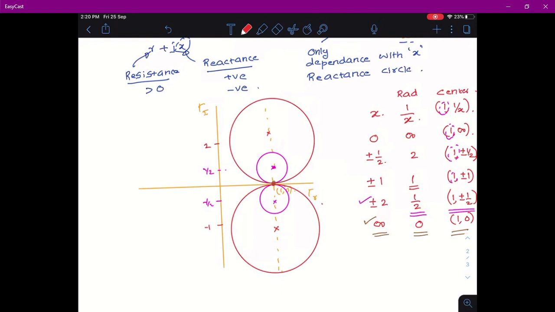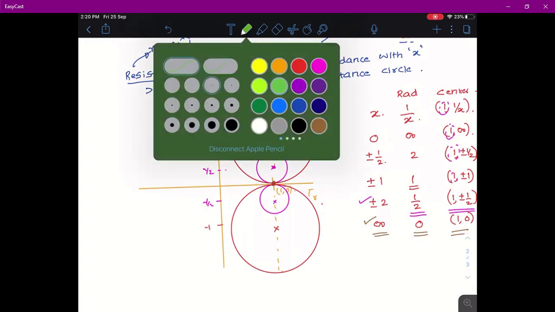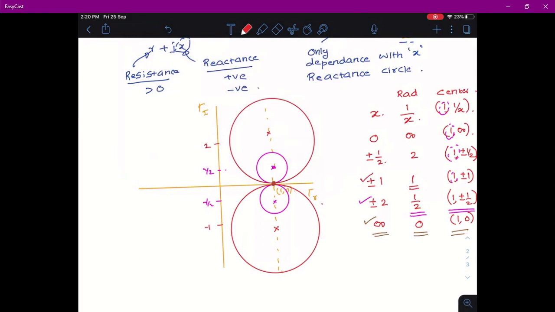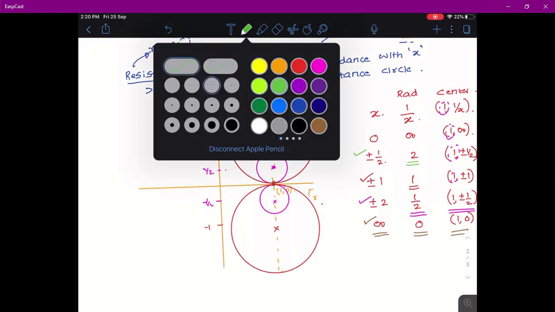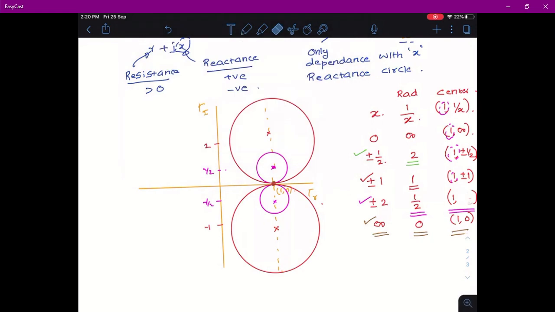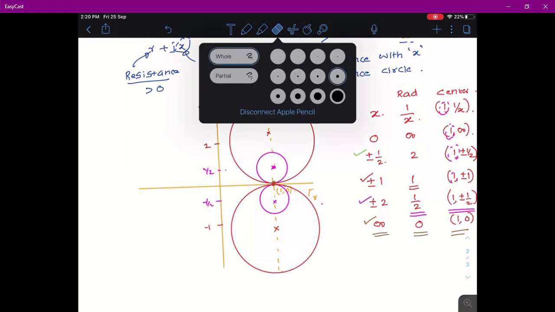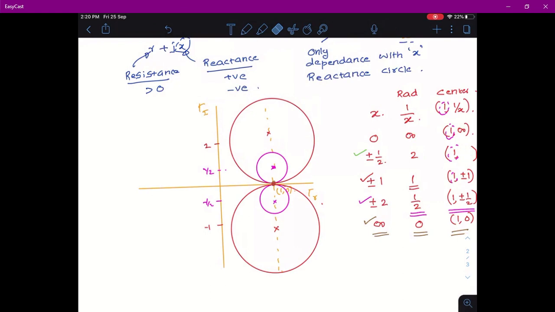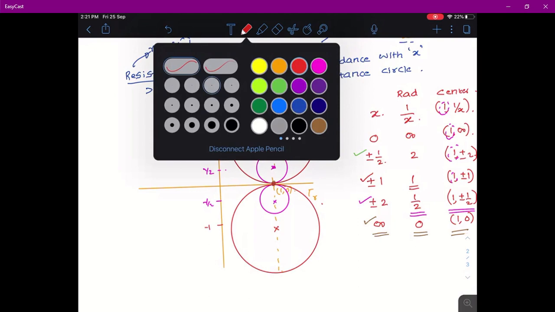Fine. Now, if you look at the third circle, we have looked at one circle. Now let's look at plus or minus 1/2. When x is plus or minus 1/2, the radius is approximately 2 and the center is at (1, plus or minus 1/2). Sorry, there is one mistake. This should actually be 2. This is plus or minus 2. Now, with plus or minus 2, the circle will again become bigger because you have the 2 somewhere up and you have something like that. It will be a very big circle, something like this.